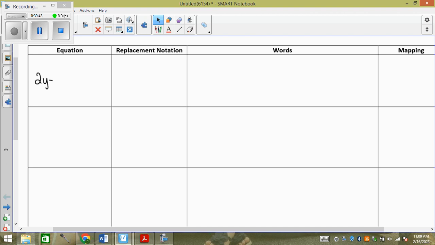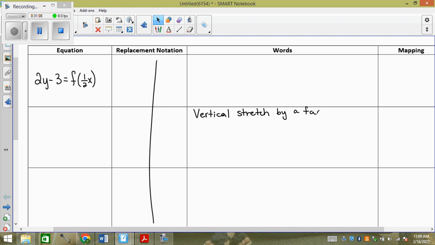2y minus 3 equals f 1/2 x. Okay. The next one I'm going to say vertical. We're not doing any of these, just doing the equation and mapping for this one. Vertical stretch by a factor of 4 about the x-axis.